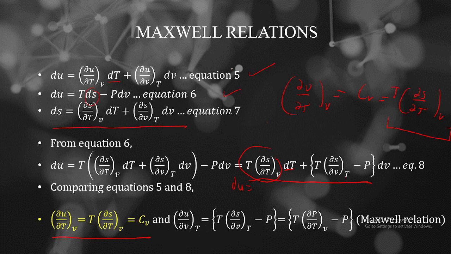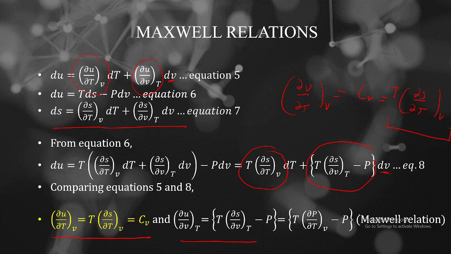So we are comparing equation 5 and equation 8. We said the coefficient of dT in equation 5 should be equal to the coefficient of dT in equation 8. So (∂U/∂T) at constant V here should be equal to T (∂S/∂T) at constant V here. In the same way, we can equate the coefficient of dV in equation 5 with the coefficient of dV in equation 8. So (∂U/∂V) at constant T here will be equal to this whole expression, T (∂S/∂V) at constant T, minus P. So that's what we have down here, right?